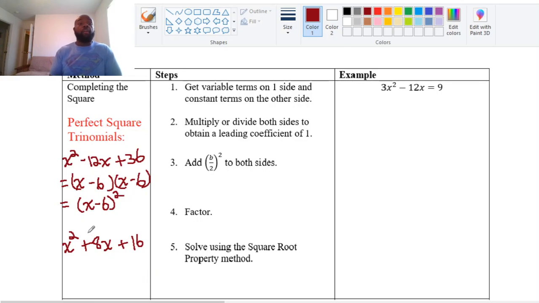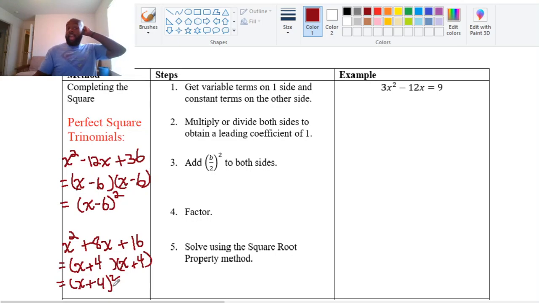This one right here is a perfect square trinomial because when I factor this, two numbers that multiply to give me 16 but add up to 8 are 4 and 4. And so I could write that as x plus 4 quantity squared, right? And so these polynomials, when I factor them, factor into a squared binomial, or a perfect square. This is why we call them perfect square trinomials.